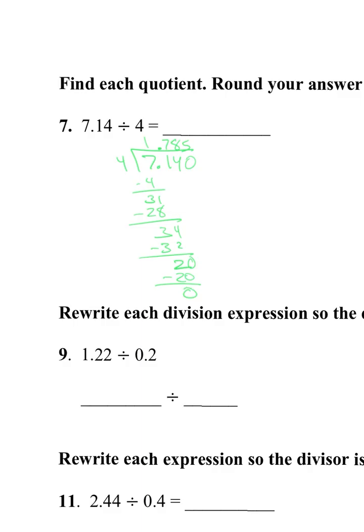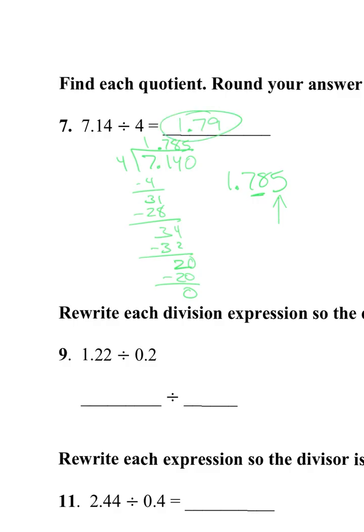Now, my answer thus far is 1 and 785 thousandths, and we're rounding to the nearest hundredths place. So what number is in the hundredths place? That's the number 8. Look at the number to the right. It's 5 or above, so the 8 gets rounded up to 9. So my final answer is 1.79.